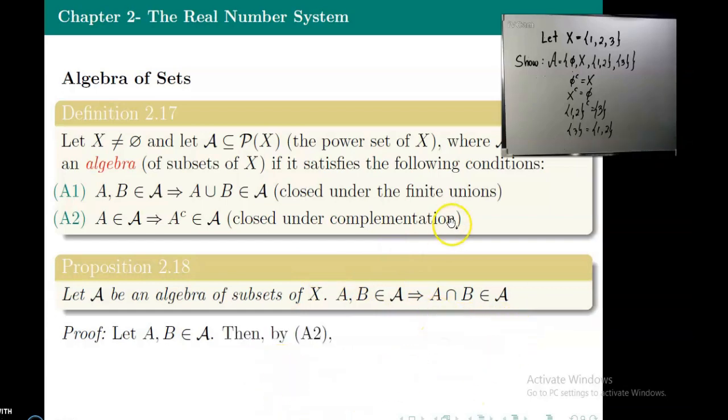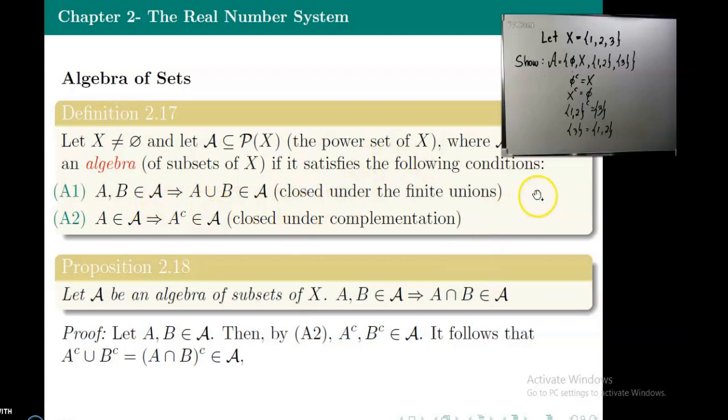So by the second condition, which states that if A and B are in the collection, then their complements must be in the collection. Therefore, the complement of A and the complement of B are in the collection, script A. And then, by the first condition, if we take their union, this union of the complements is equal to the complement of their intersection by De Morgan's law.